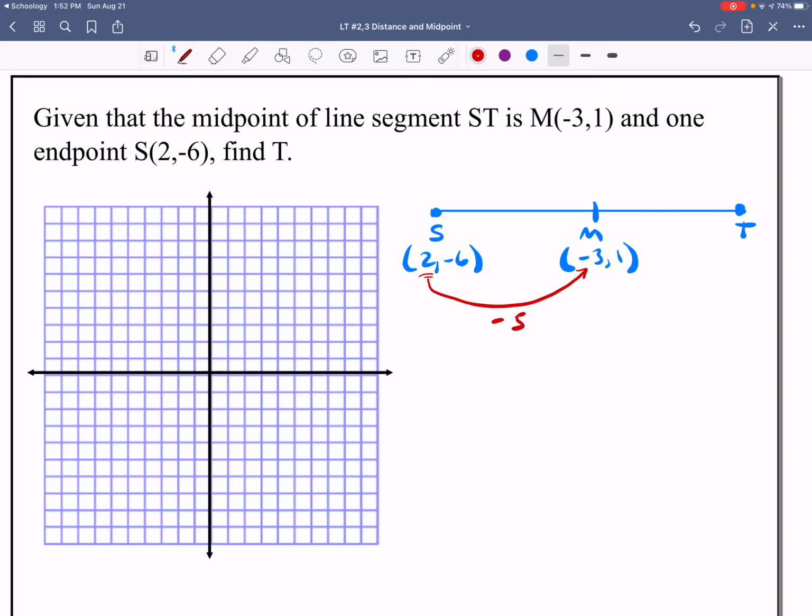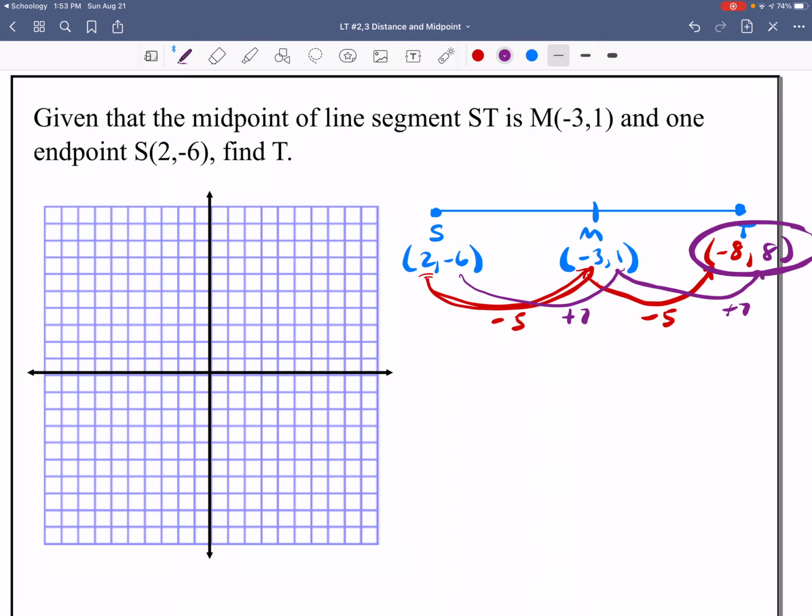And so then what do we have to do to get from 2 to negative 3? We subtract 5. So we've got to subtract 5 again. Negative 3 minus 5, because that's the midpoint, so I've got to go that same distance on the other side, is negative 8. Then I ask that same question with the y's. What did I do to negative 6 to get to positive 1? I had to add 6 and then 1, so I'm really adding 7. And what is 1 plus 7? It gives me 8. So the answer is negative 8, 8.